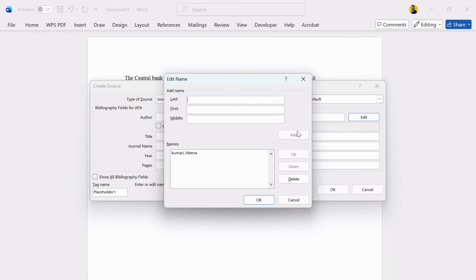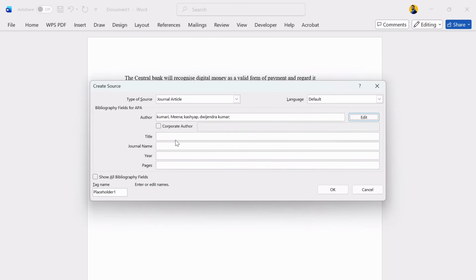Then I will add another, so I will click on add. Now the next name is Dvijendra. Middle name was Kumar and last name is given to us as Kashyap. After adding the names, we can click OK because these two names are given.